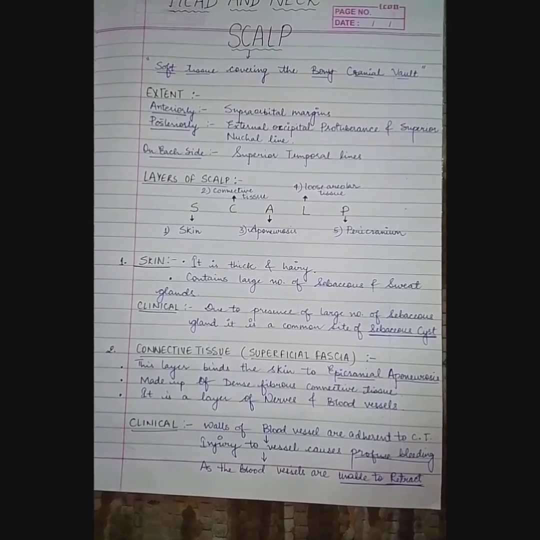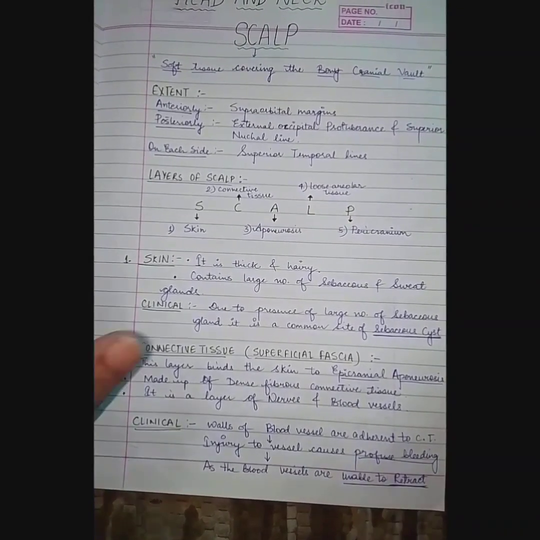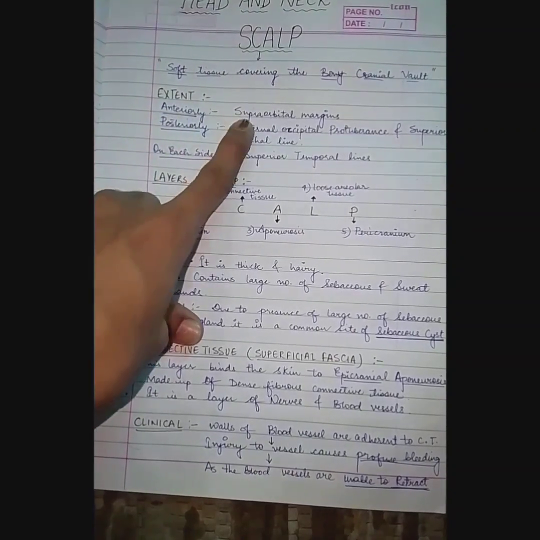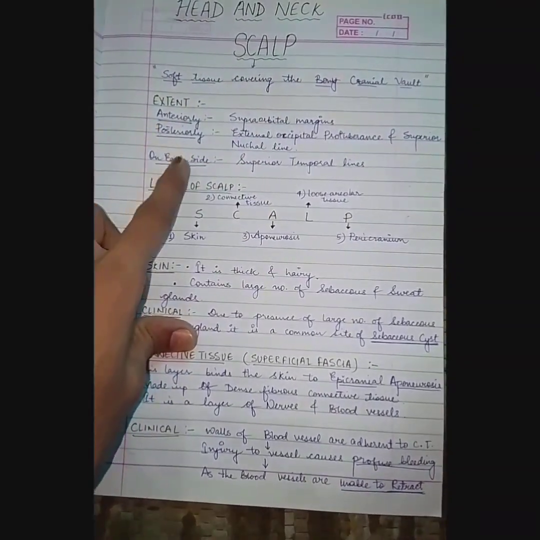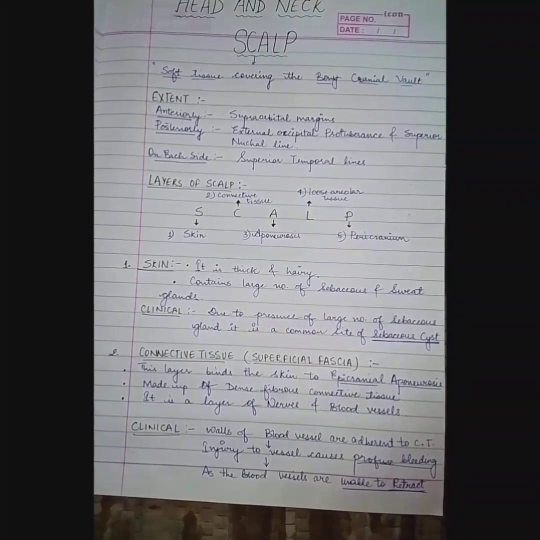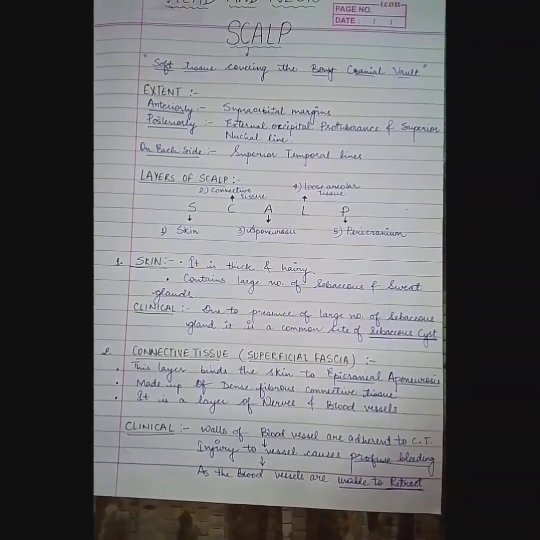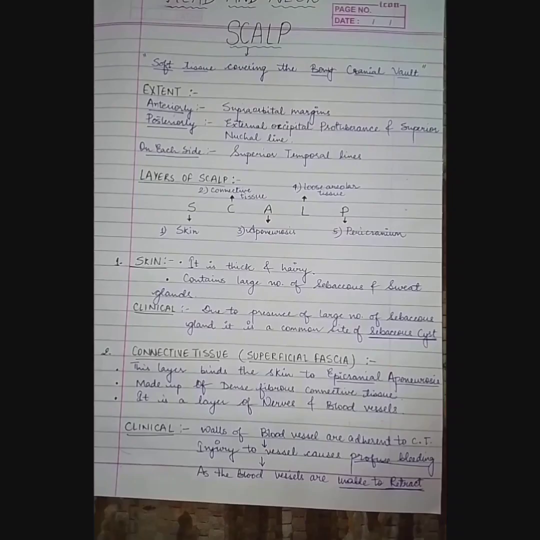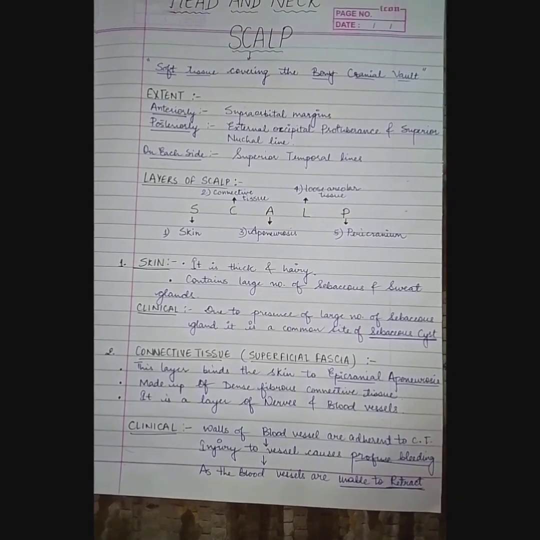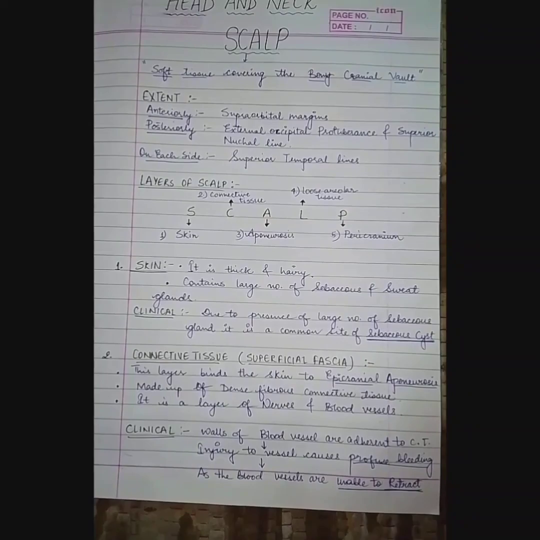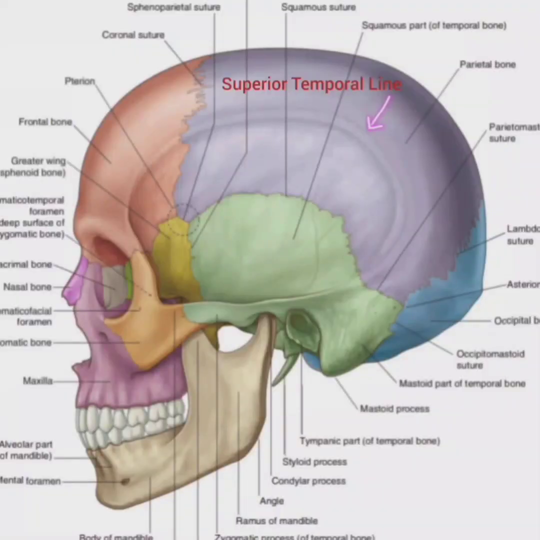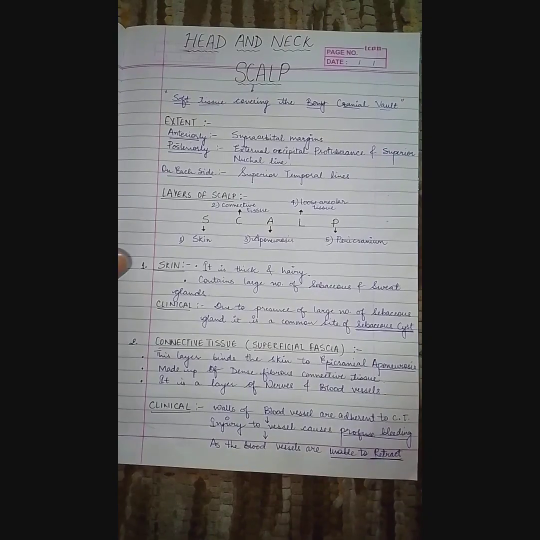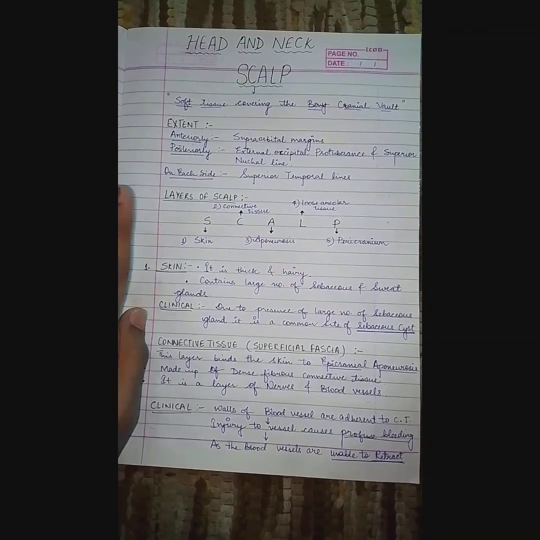Now if we talk about the extent of scalp, it extends anteriorly from the supraorbital margin till posteriorly up to the external occipital protuberance and the superior nuchal line. On each side, it extends till the superior temporal lines. This was our extent of scalp.